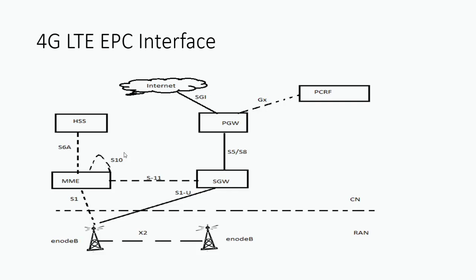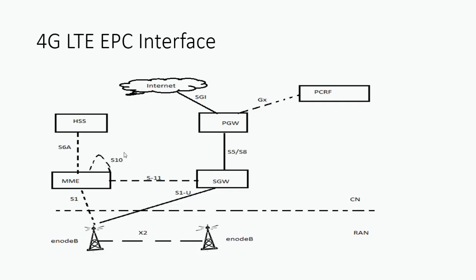SGW needs to communicate with the PDN gateway, which is the node that communicates externally outside the mobile network, and this interface is the S5 or S8 interface. The interface between PGW and internet is the SGi interface, as you can see. Then the interface between the PGW and PCRF is the Gx interface. This interface is used to get information like quality of service and charging information for a particular subscriber, and this interface is known as Gx, as I already told you.